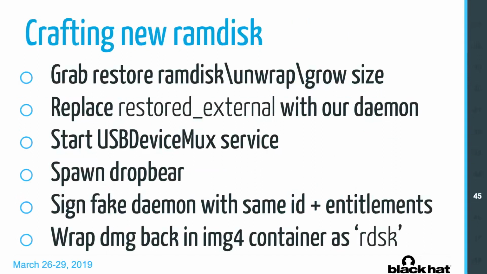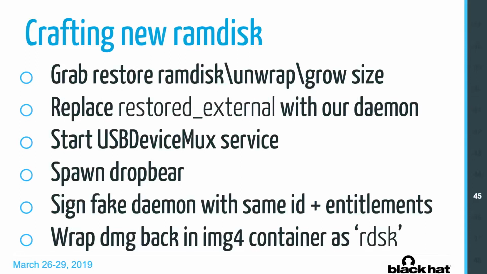All right, we're going back to our boot chain. So we already made the patches for a bootloader. We made the patches for a kernel. Now it's time for the RAM disk patches. And the idea is we just take a restore RAM disk, unwrap it, grow its size a little, and find the restored external service. And the restored external service is the one that will be executed when the kernel starts executing the binaries and launchd will execute it. In other words, that's the one that we need to replace.